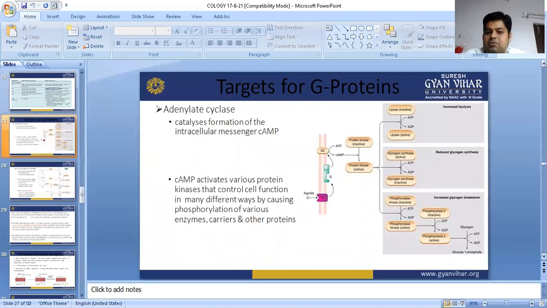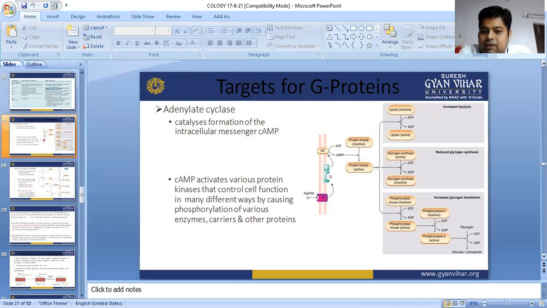cAMP activates various protein kinases that control function in many different ways by causing the phosphorylation of various enzymes, carriers, and other proteins. We can see in this diagram, cAMP activates the protein kinase enzyme, which is in an inactive state, and after activation, it activates the lipase enzyme, which is responsible for the breakdown of fat, and it also activates the glycogen synthase enzyme, which is responsible for synthesis of glycogen.